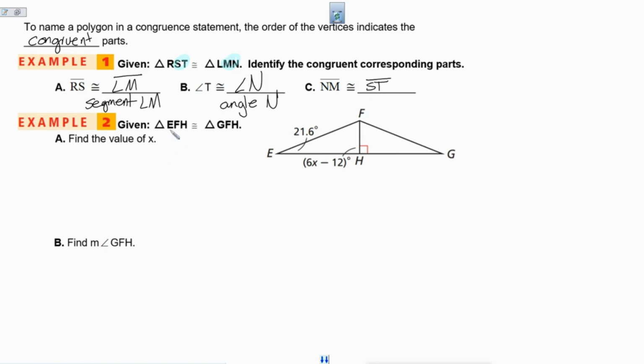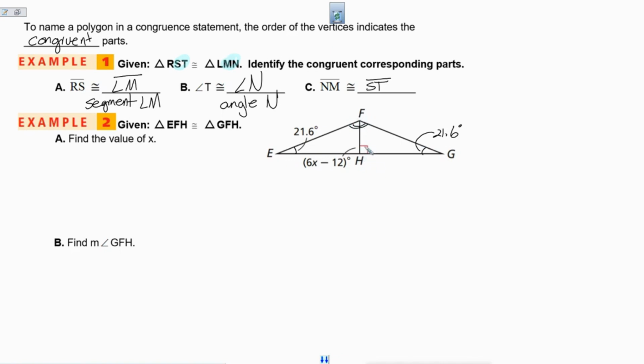Our next example, we have that triangle EFH is congruent to triangle GFH. This means that angle E and angle G are congruent, so I'm going to go ahead and mark that. We already know that angle E is 21.6, so that means I can put it over here for angle G as well. Then we know that angle EFH and angle GFH, so these top two angles, are congruent. And we know that angle EHS and angle GHS are also congruent.